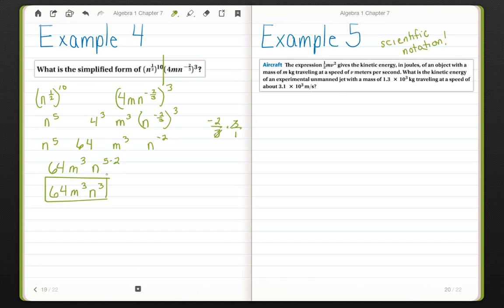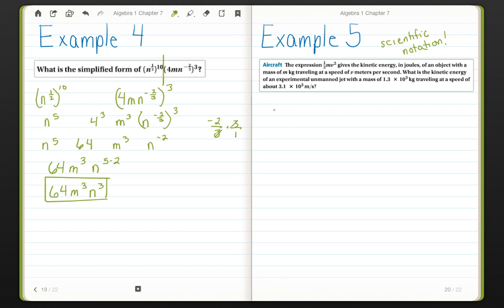Okay, so now we're going to use a scientific notation problem. The expression 1/2 mv squared gives the kinetic energy in joules of an object with a mass of m kilograms traveling at a speed of v meters per second. What is the kinetic energy of an experimental unmanned jet with a mass of 1.3 times 10 to the 3rd kilograms traveling at a speed of about 3.1 times 10 to the 3rd meters per second?